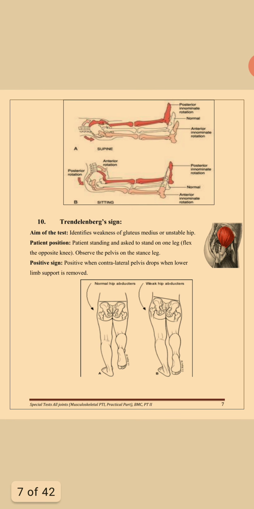Trendelenburg sign. Aim of the test: identifies weakness of gluteus medius or unstable hip. Patient position: patient standing and asked to stand on one leg. Flex the opposite knee. Observe the pelvis on the stance leg. Positive sign: positive when contralateral pelvis drops when lower limb support is removed.